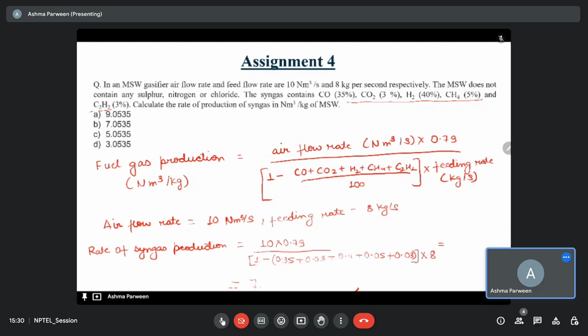Okay, let me write it here. 7.0536 normal meter cubes per kg. So this is the rate of production of syngas. This question is directly based on the formula, so we need to remember this. To find the fuel gas production, we just have to put in the values for all the components in the syngas, the airflow rate and the feeding rate, and then we get the rate of syngas production. So we are getting 7.05, and the correct answer is B. A similar question was also there in the tutorial, so you can also go and have a look at that lecture.